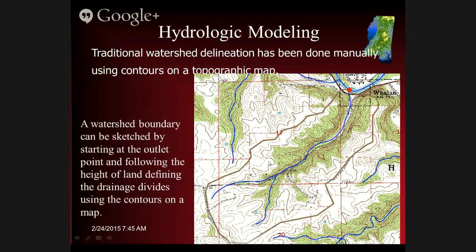So a watershed boundary can be sketched by starting at the outlet point and following the height of land defining the drainage divides. So you go up at a right angle to the contour lines up to the top, and then trace it. So this is my crude tracing of this watershed boundary. Okay.